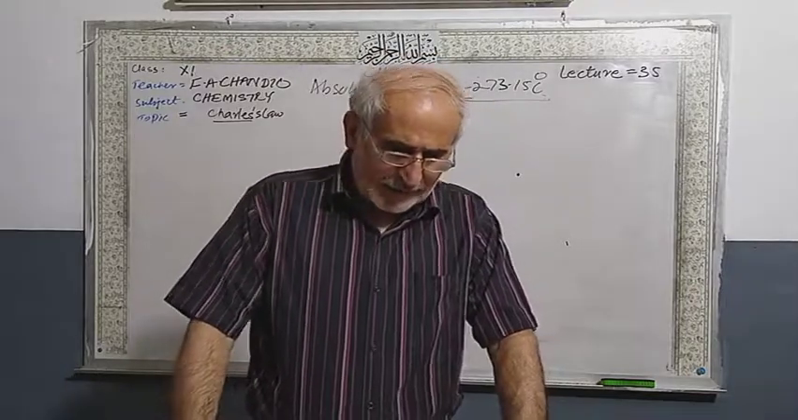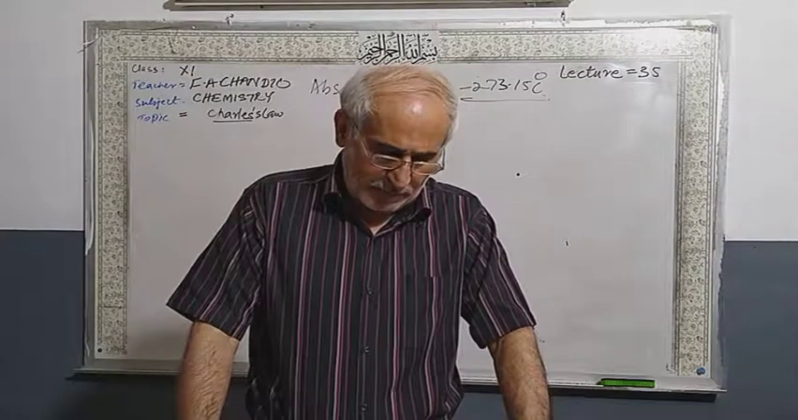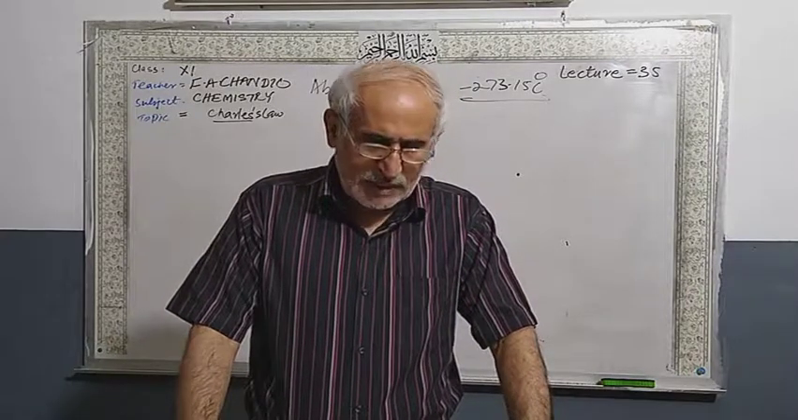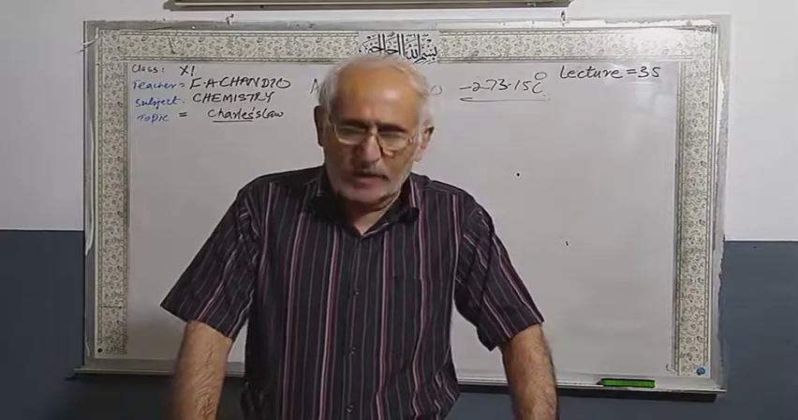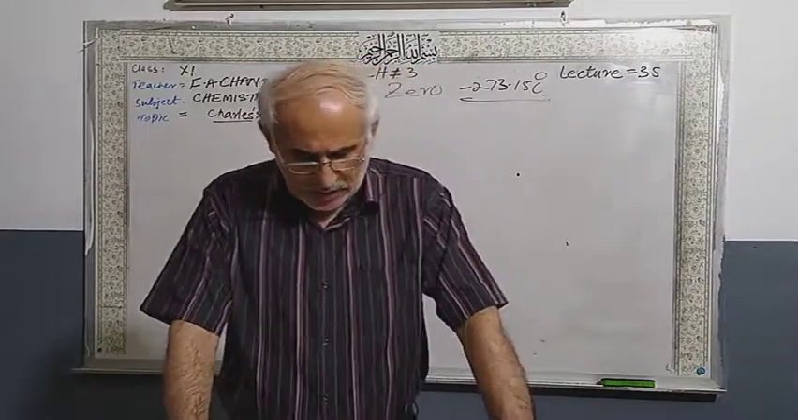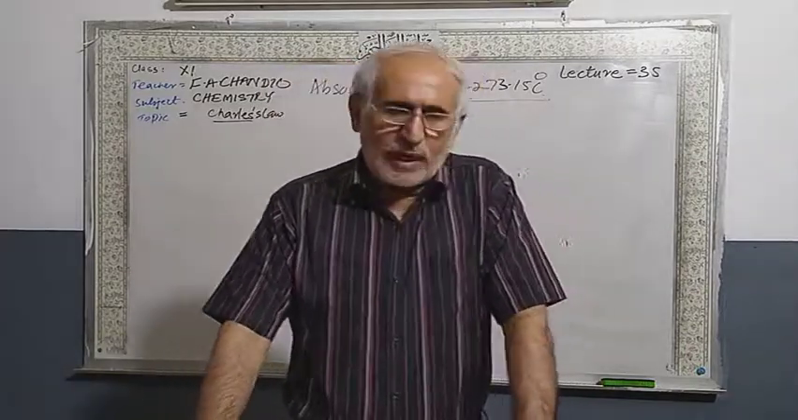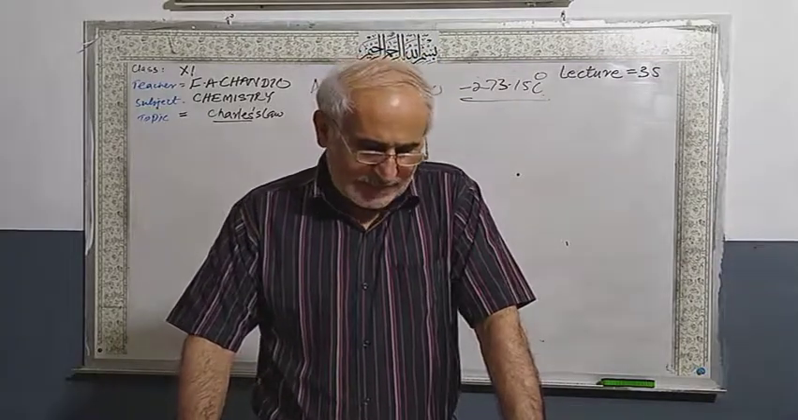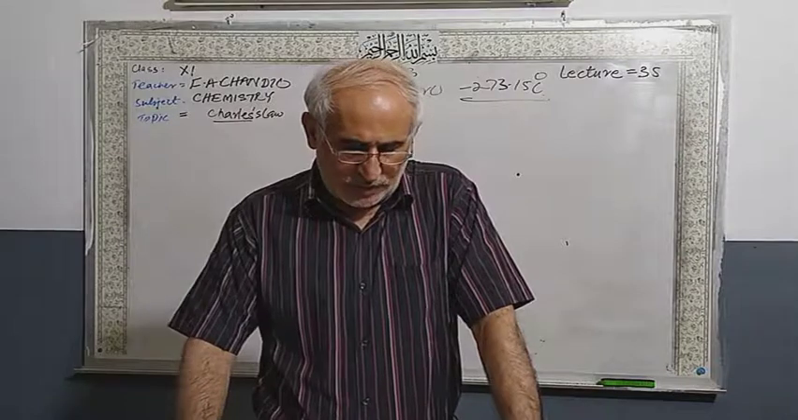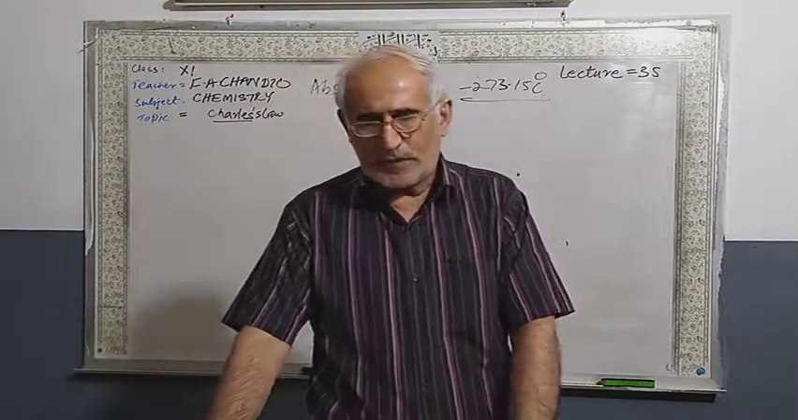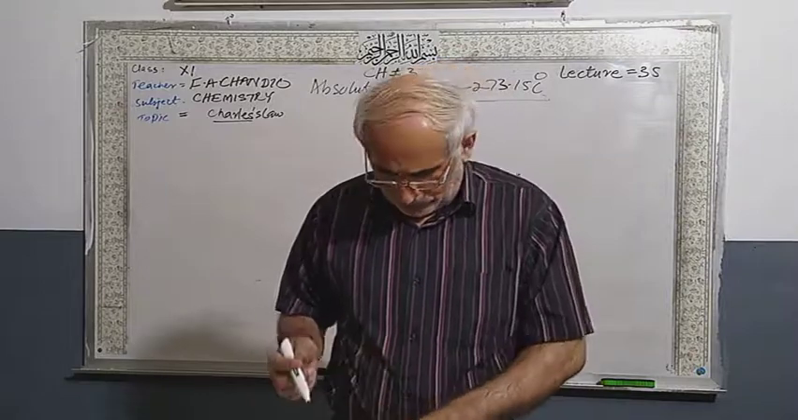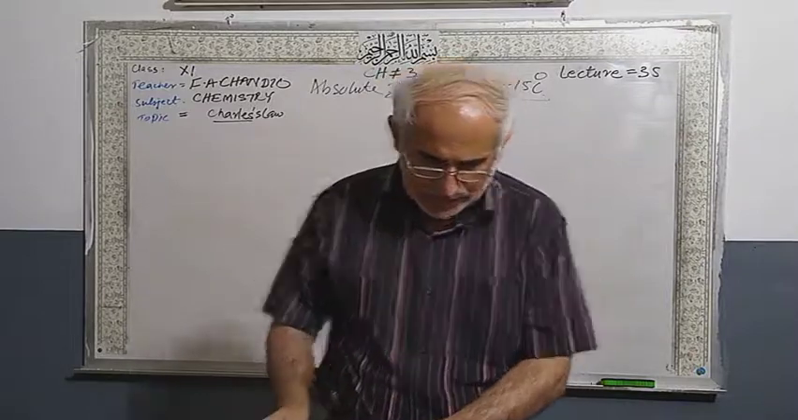So according to the critical definition of Charles law, at a constant pressure, the volume of a given mass of gas increases or decreases by 1 over 273 of its original volume at 0 degrees Celsius for every 1 degree Celsius rise or fall of the temperature. This is called the critical form of the Charles law. The same equation which we did before is given here.